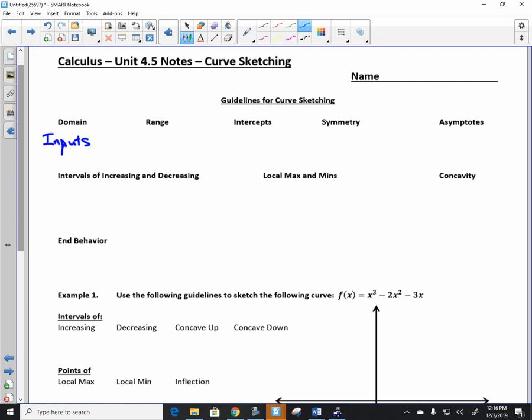When we look at a function, we decide what does the function look like. We should start with the domain. What do we put into the function? We should identify the range, the outputs. Often there are intercepts. To find the x-intercept, what do we do? Set y equal to 0. And for the y-intercept, let x equal 0.